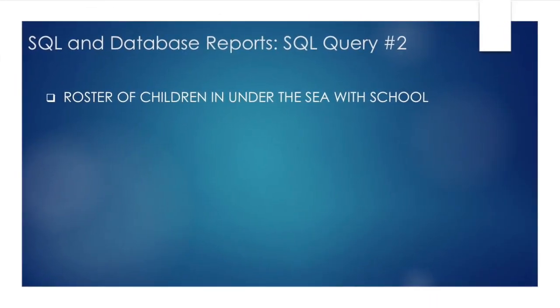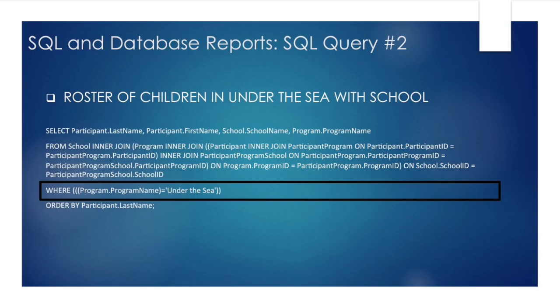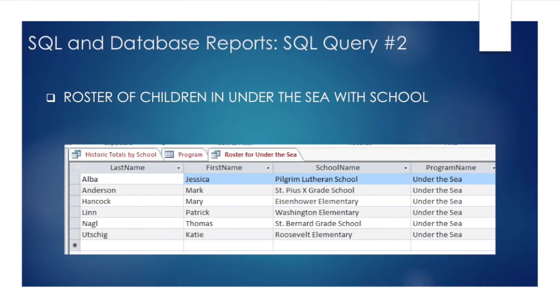Another use of an SQL query could be generating a roster of children participating in a specific program. Here is an SQL statement used to generate a list of participants, their school, and the program name with the criteria that the program name equal Under the Sea. Notice that where clause criteria could have just as easily been program ID equal 1. The results would have been the same. Run this query, and here's the resulting table.